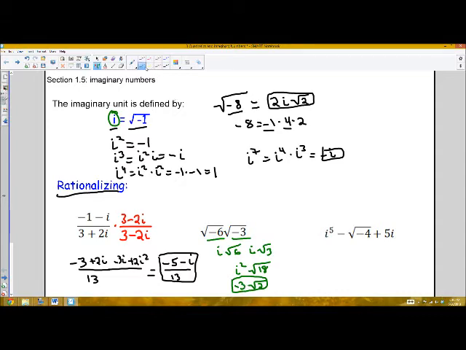Finally, we have some powers of i. So here I have i to the 5th. I can break this as i to the fourth, which is 1, times i, so this i to the fifth will reduce to just i, minus, well, the square root of 4 is 2, and the square root of negative 1 is i, plus 5i, so I end up with 6i minus 2i, which would be 4i altogether.